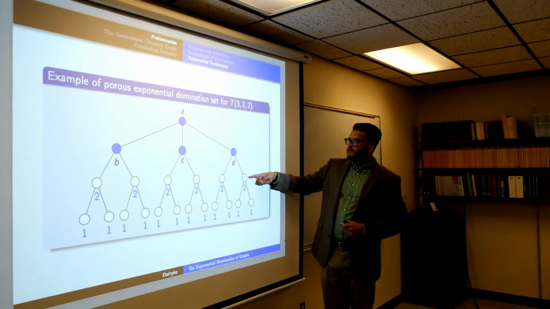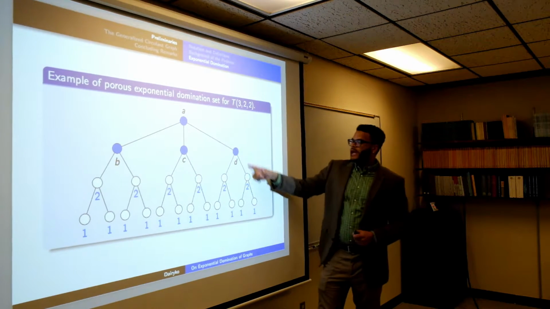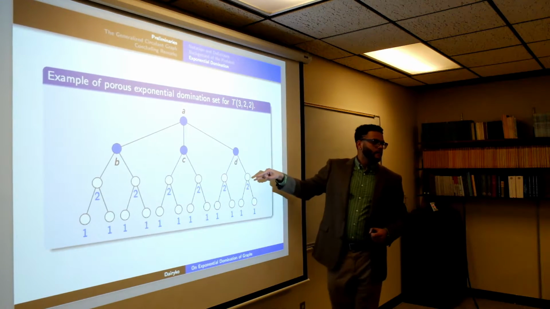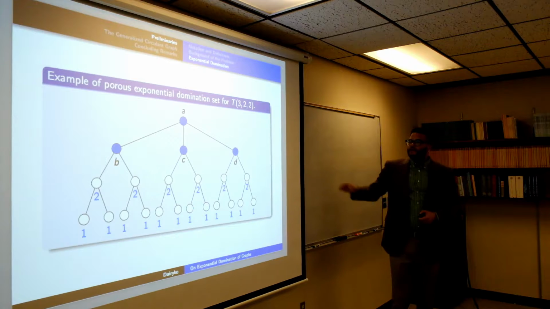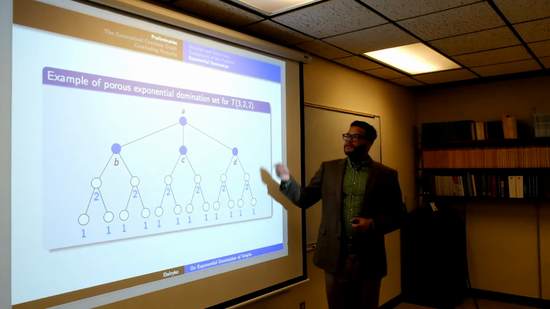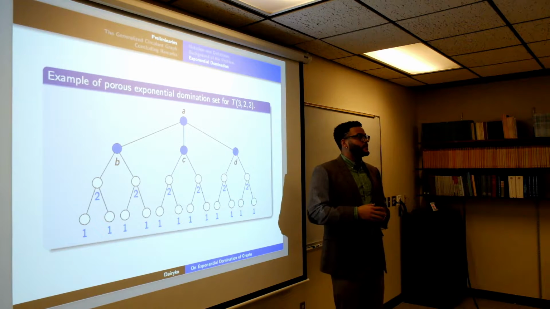So this sends weight 1. This sends 1/2, and they both send 1/2, 1/4. Yep. So it all is sufficient. And I can't do this in 3, so the porous exponential domination number here is going to be 4.